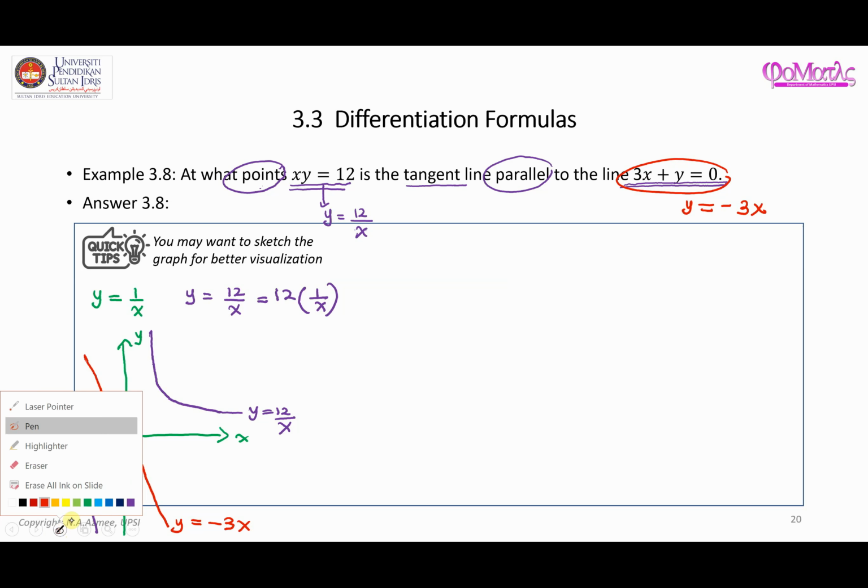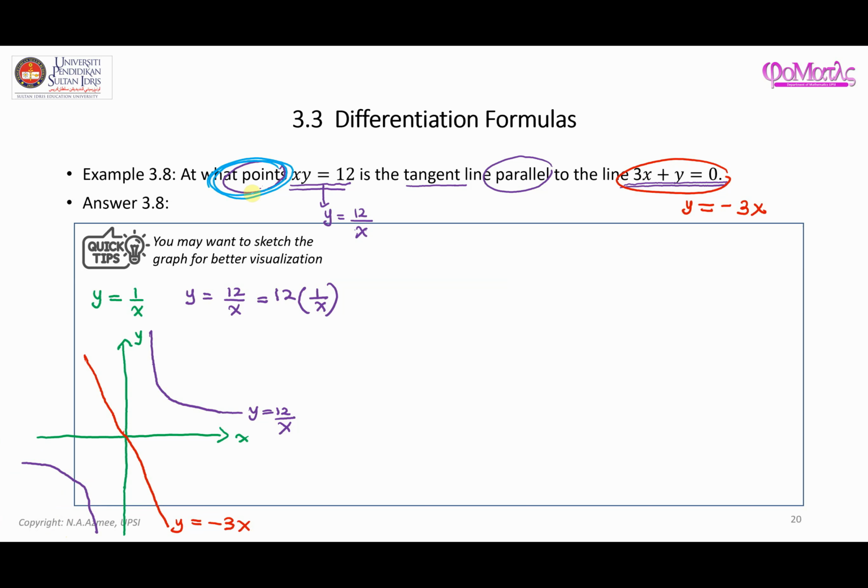The question is asking you to find at what points on this purple curve the tangent line will be parallel to this red line. Perhaps at this point, if you construct the tangent line, it will be parallel to the red line. And this doesn't occur only on this side of the graph. It can also occur on this side, for example at this point, where the tangent line will be parallel to the red line.